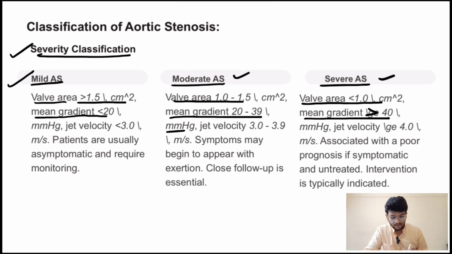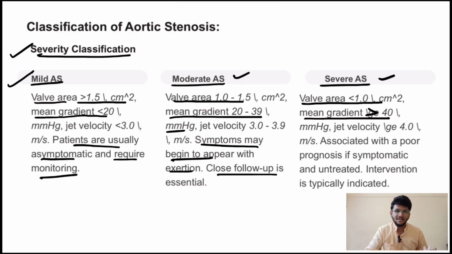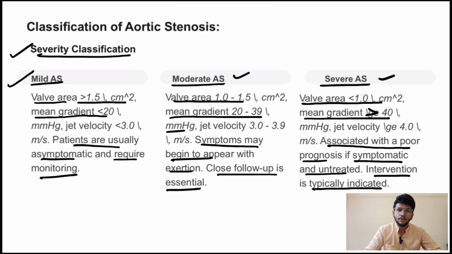Patients are usually asymptomatic and require monitoring in mild AS. Symptoms may begin to appear with exertion. Close follow-ups are essential in moderate aortic stenosis. Associated with poor prognosis if symptomatic and untreated, intervention is typically indicated in severe aortic stenosis.